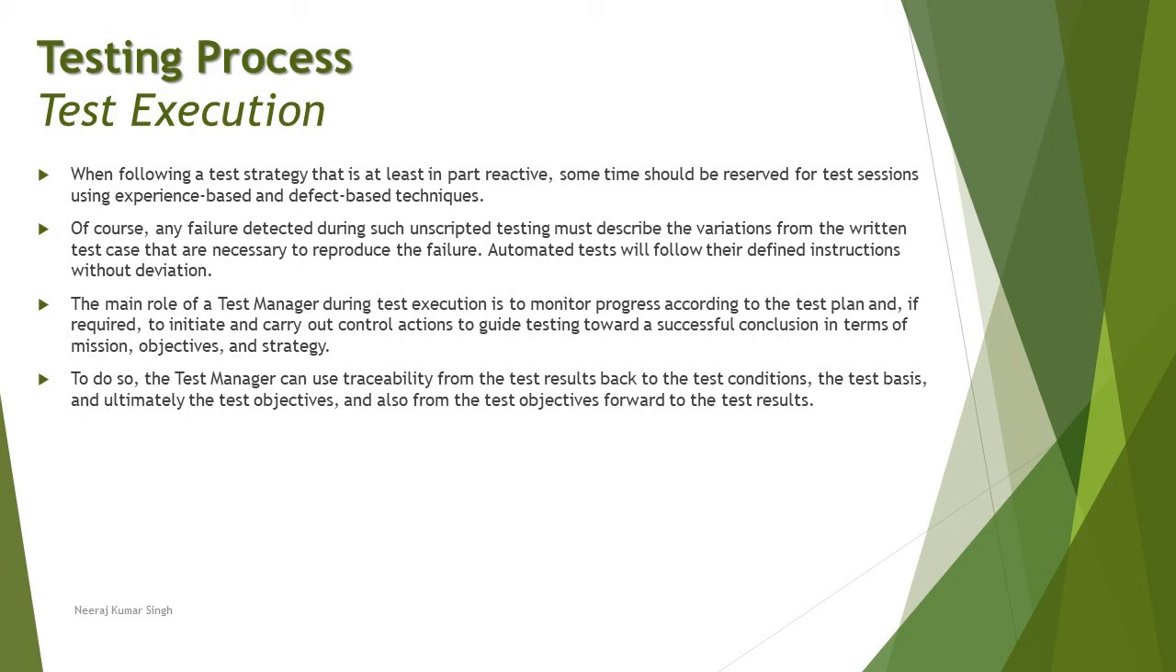The main role of the test manager during the test execution is to monitor the progress according to the test plan, and if required, initiate and carry out any control action to guide testing toward a successful conclusion in terms of mission, objectives, and strategy. To do so, the test manager can use traceability from the test result back to the test condition, the test basis, and ultimately the test objective itself, and also from the test objectives forward to the test result at any point of time.